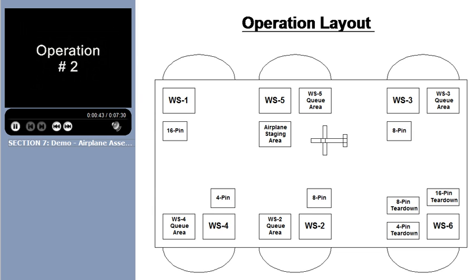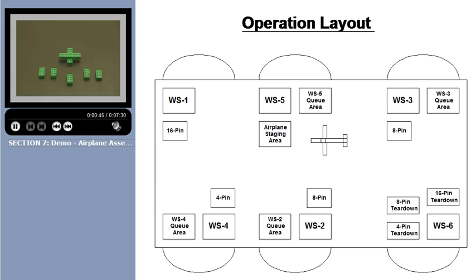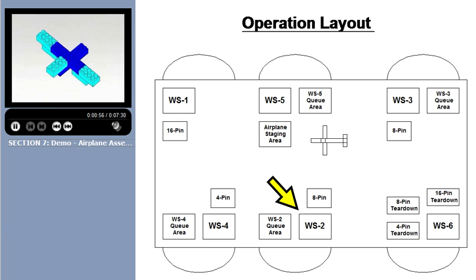Operation 2 requires 5 8-pin blocks of raw materials. These are assembled at Workstation 2. The operator adds to the wings and to the front section of the nose.